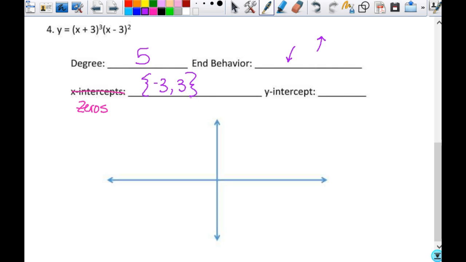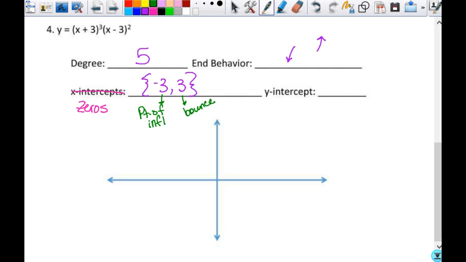Now, do either one of those factors have a power greater than 1? Yes or no? Yes, both of them do, right? What's happening at the -3? Is it the cubed or the squared? It's the cubed, right? So this is a point of inflection, right? This is an even one, so this is where it bounces off. It's either a point of inflection or it bounces off.